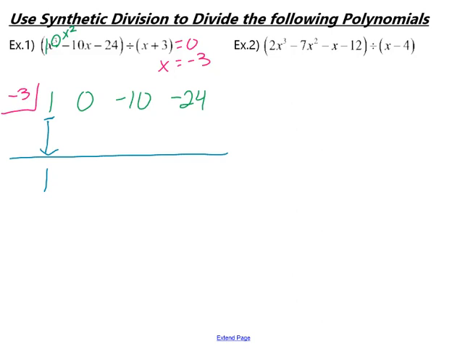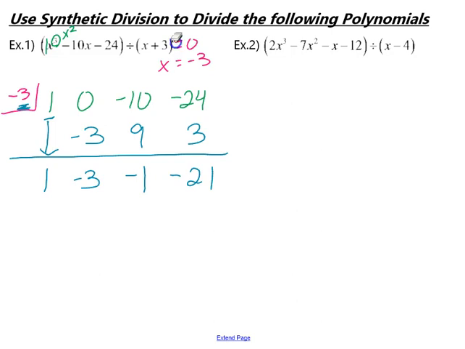Then we take that number 1, multiply it by the box. So we get negative 3, and then we're going to add down. 0 plus negative 3 is negative 3. Multiply it by the box, gives us positive 9. Add down, so negative 10 plus 9 is negative 1. And then multiply it by what's in the box, which is a positive 3. Then when we add down, we get negative 21.